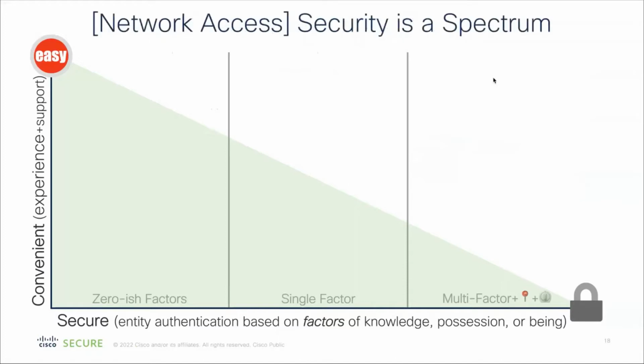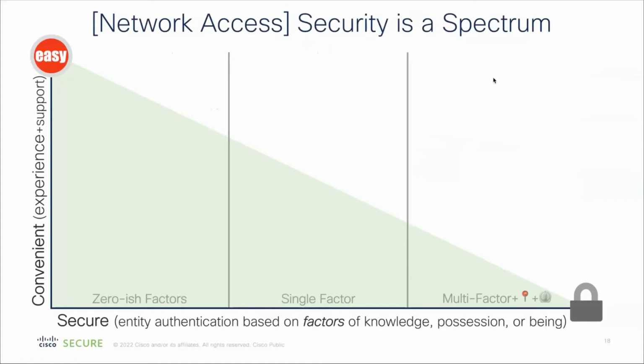And so if we take a look at this from a network access perspective, the way we typically do this is based on identity. And so identity is something that involves what we call authentication factors, which is typically something that you know or possess or is part of your being. Something like biometrics in that case, right? And depending upon the number of factors, will increase the strength of that authentication.